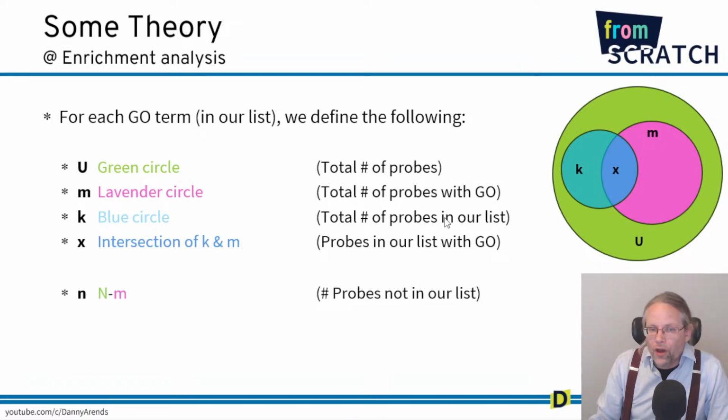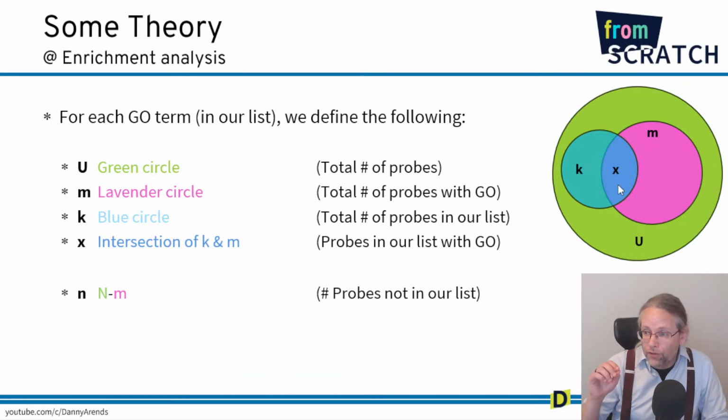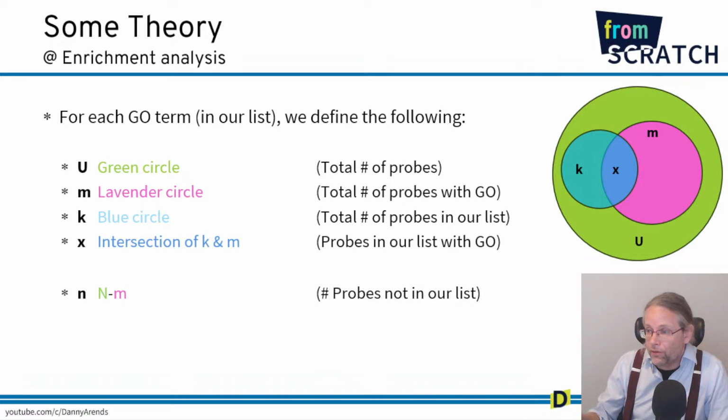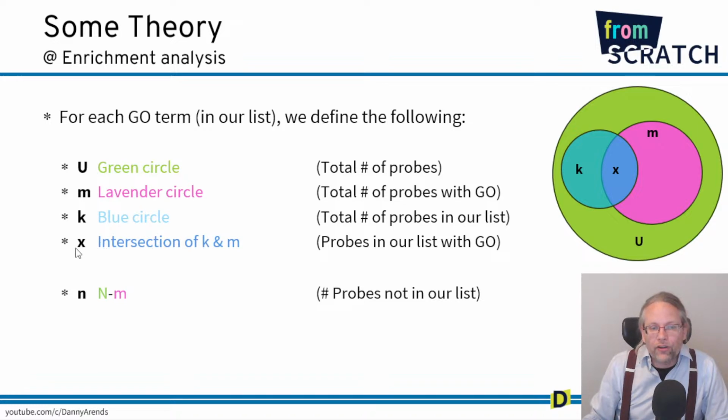K is the number of probes in our list. So this circle is part of U because it belongs to probes on the array. U is total probes on the array, and K is the circle, so it's the number of differentially expressed probes that we have. In our case, we might have 20 or 30 or 40 differentially expressed probes. And then we look at X, because X is the overlap between K and M. So it is the number of probes that have a certain GO annotation, which are also in our list.